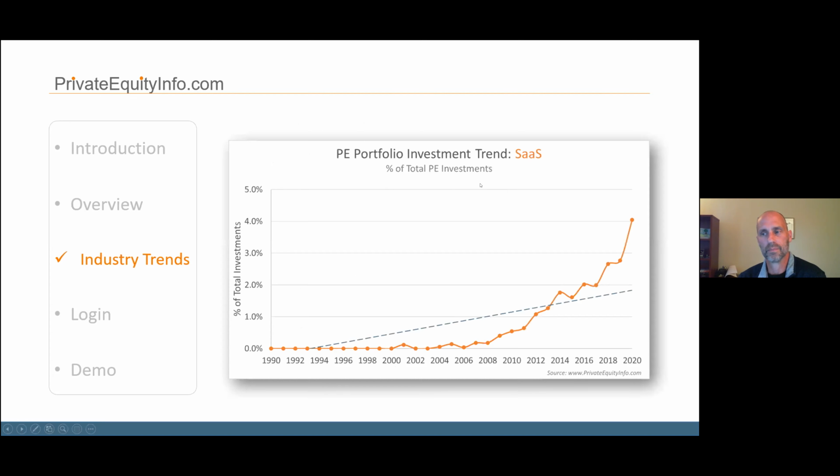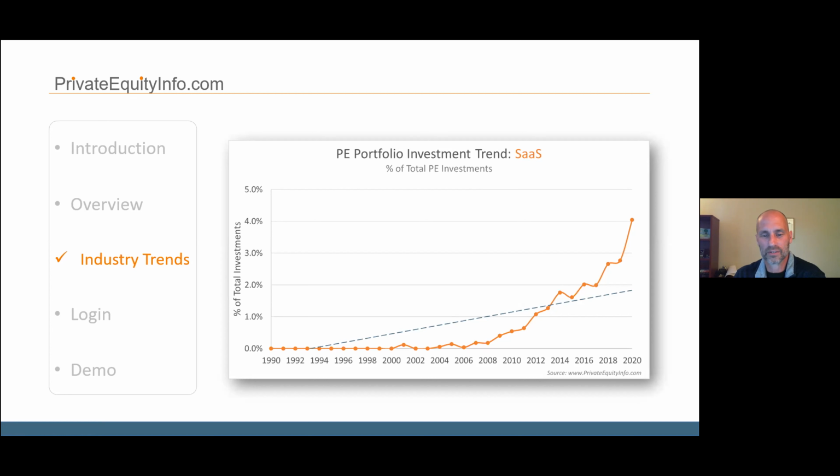trended over time. So if you take a look at this, from 1990 to 2020, this would be the percentage of deals that are done by private equity firms that are SaaS-based deals. Well, there weren't any until really 2007, 2008, because no one said software as a service back then, right? That wasn't even a phrase people used.